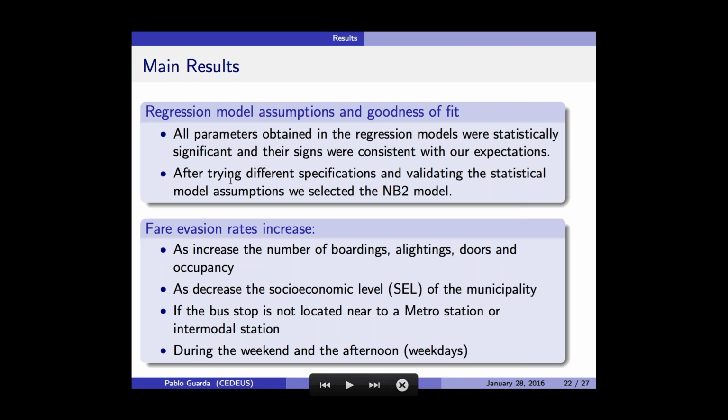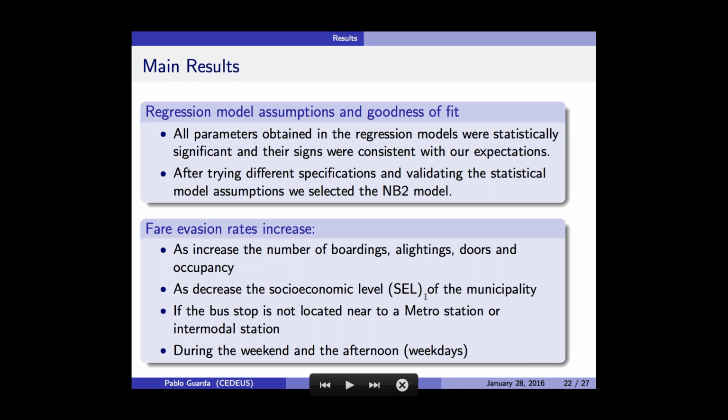So after trying different specifications, the negative binomial regression model is better. And if you want to know more details about the statistical validation of this model, the test for overdispersion, you can see the paper we presented in the TEDPO conference. Another important result is that the Evasion rate increases as the number of boardings, the number of alightings, the number of doors, and the bus occupancy increase. We have some explanation for this result. You can find it in the paper, or if you want clarification, we can discuss it during the questions.